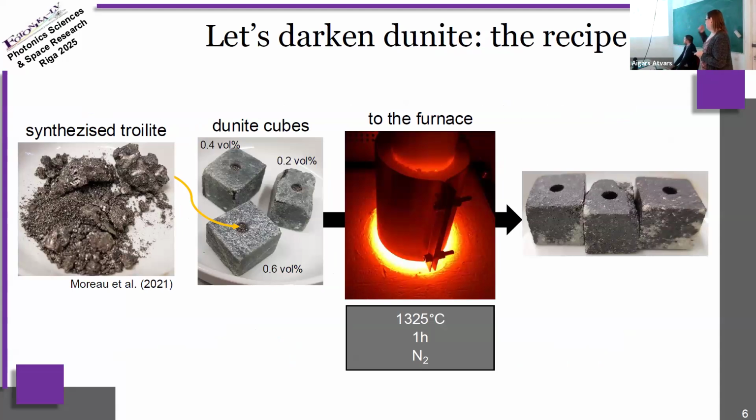And to answer this, we created these singular experiments where we have this dunite cube. Dunite is composed of olivine, magnesium olivine mostly. And we filled little drill holes with this troilite that we have synthesized in the laboratory. We take these cubes, we put them in the oven at 1300 Celsius for 1 hour, flushed with nitrogen. And as you can see, there is darkening of the cubes.